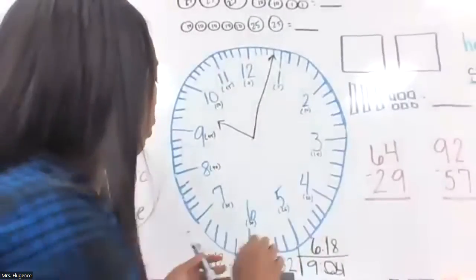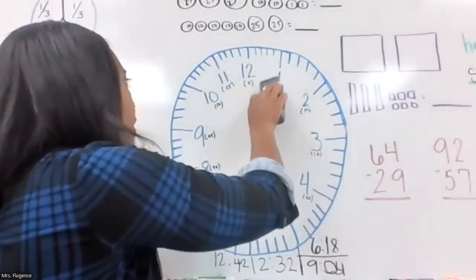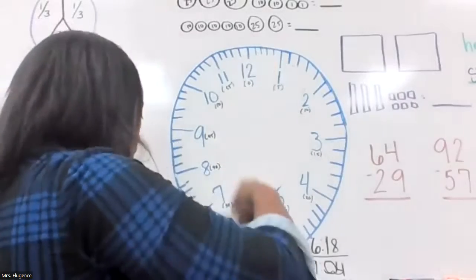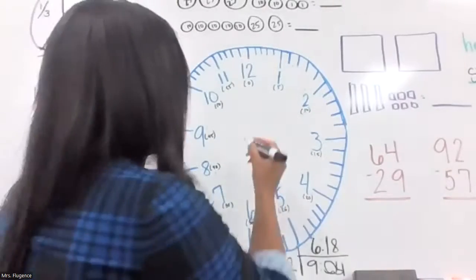That confuses me. 09. What, the O? Yeah. That's because it's not in a tens place, it's a ones place. All right, let's do one more on the board and then we'll look at our book.